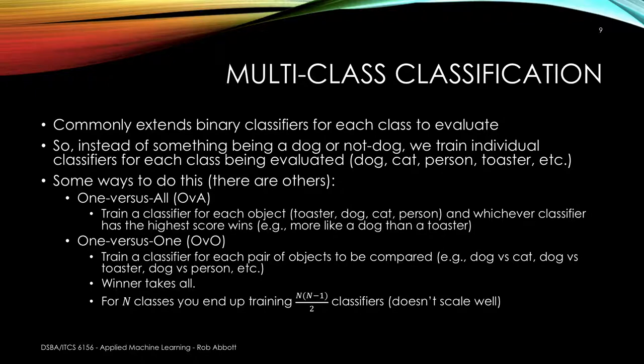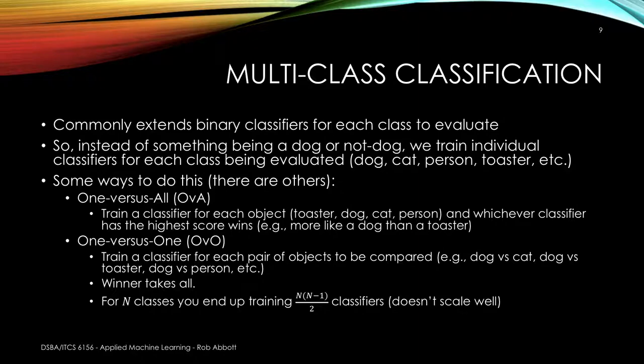So multi-class classifiers. Once again, we've already talked about this in fairly good detail, but this is where we extend binary classifiers for each class to evaluate membership in more than one class. So in this case, instead of saying something is a dog or it's not a dog, we train a bunch of individual classifiers for each class being evaluated. So say dog, cat, person, toaster, etc., and then run the input against it.